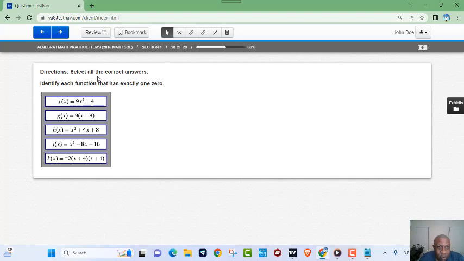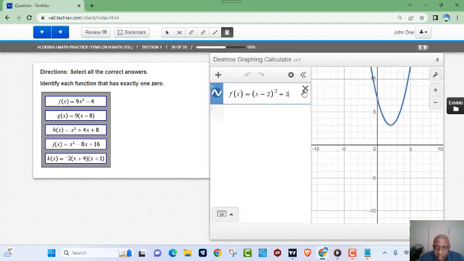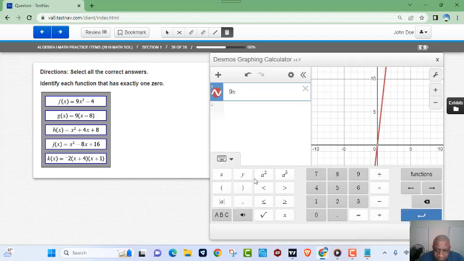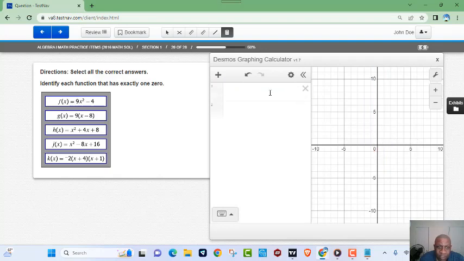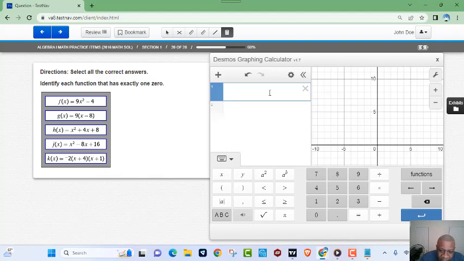Okay. Select all the correct answers. Identify each function that has exactly 1 zero. All right. So let's go back and let's just graph each one and see. So 9x squared minus 4. Nope, that has 2 zeros. That one has 2 zeros, so that's not it. Let's look at the next one.